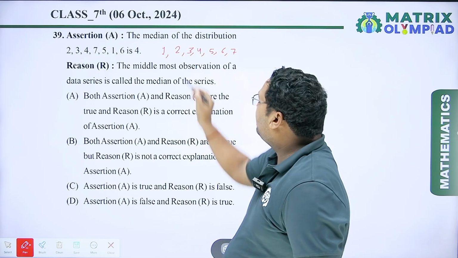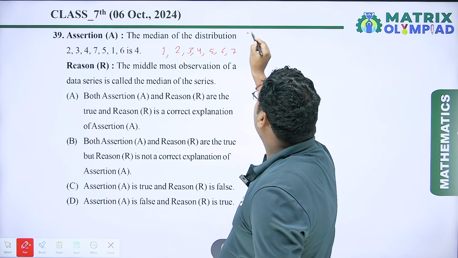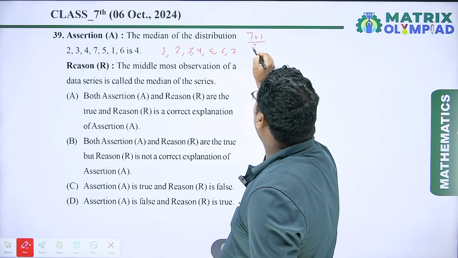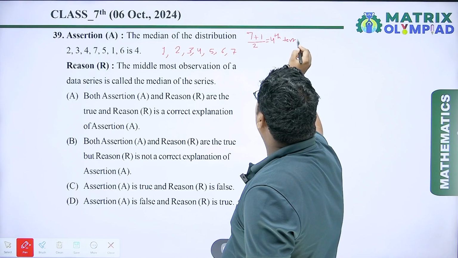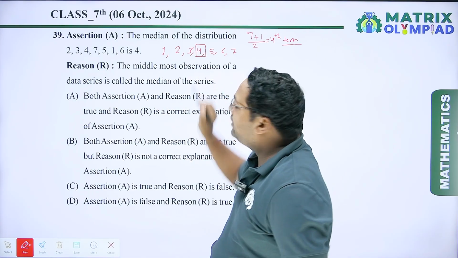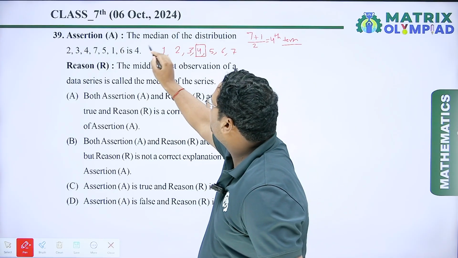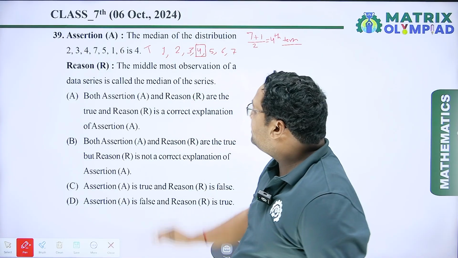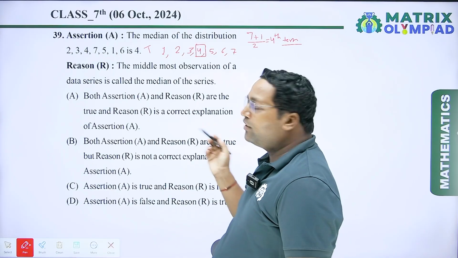So for the median, the total observations are 7. So the median is (7 plus 1) upon 2, that is equal to the 4th term. In this observation the 4th term is 4. So the median is 4. So it means assertion A is right. So it is true. Next, the reason: the middlemost observation of a data series is called the median of the series.